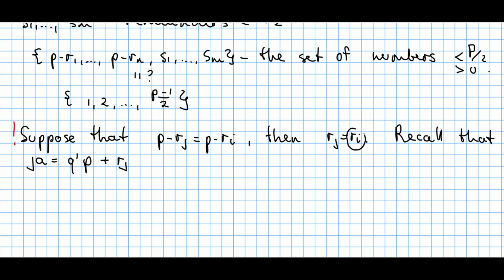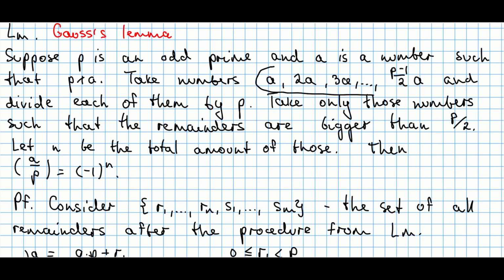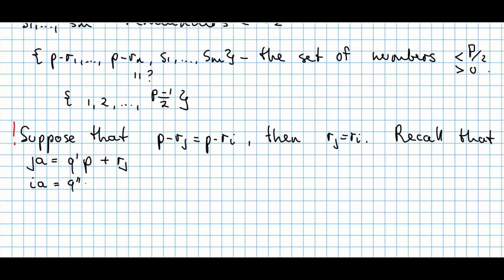Likewise, how can I get this remainder ri? I just take element ia. This element again goes from this list. This is just q prime times p plus this remainder ri.